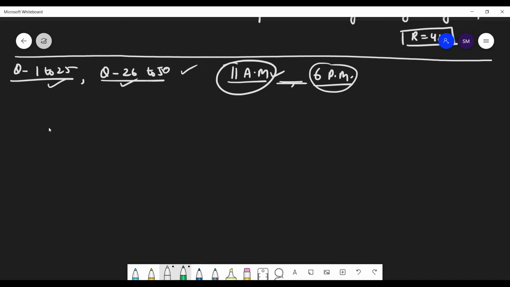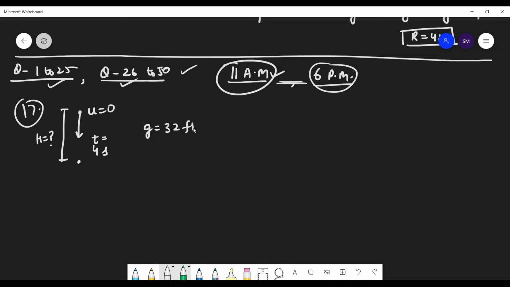Now next question. Let us do a simple question. Question number 17. A stone is allowed to fall downwards initially at rest from the top of the tower. So initially at rest means initial velocity 0. Time taken by the stone to reach the bottom of the tower is 4 seconds. What is the height of the tower? So we have to find the height of the tower. And g is given in feet here, so that is 32 feet per second square.